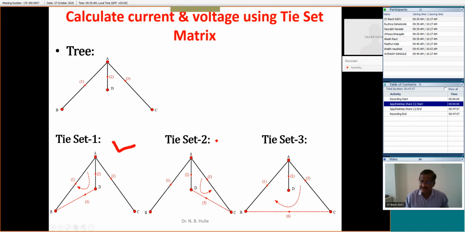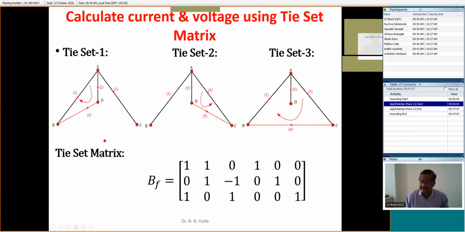Tie set number 1 is for the first co-tree branch, this is for the second co-tree branch, and this is for the third co-tree branch. And if we know the tie sets, we can prepare the tie set matrix. Now look at how the tie set matrix will be in this particular case.